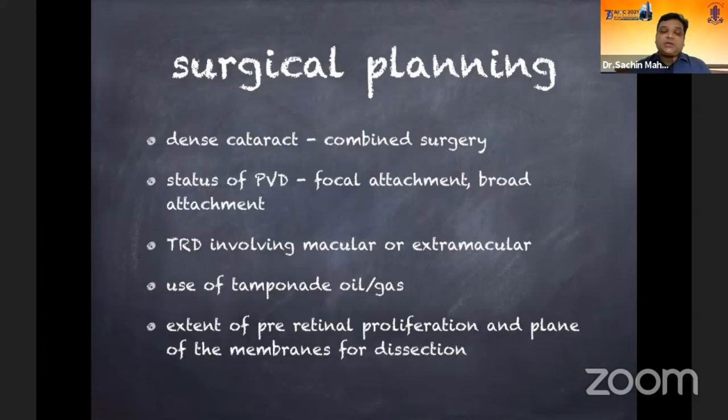Based on this, you can plan your intraocular tamponades. If there is a combined detachment, you would definitely like to use oil, or if there is just a TRD in the posterior pole with a focal attachment, gas would do. Or if you are anticipating a break during the membrane dissection with the extent of pre-retinal proliferation, you can understand where the PVD is occurring and where you can get the plane for your membrane dissection.